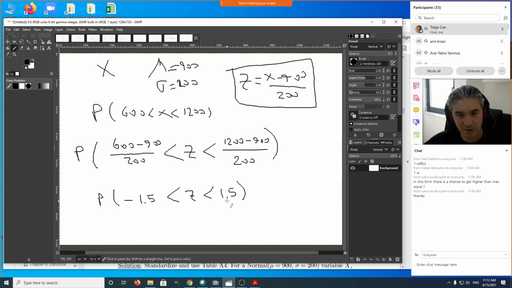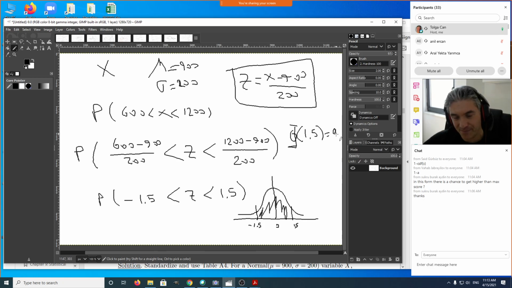So we are asked something symmetric. If this is 0, we are asked 1.5 and minus 1.5 here. If you take a look at the CDF of 1.5, this is minus 1.5. So we are asked the area that is here. If the CDF of 1.5 is equal to A, what do I need to do? I need to subtract from A, 1 minus A, right? So it's going to be whatever A is.